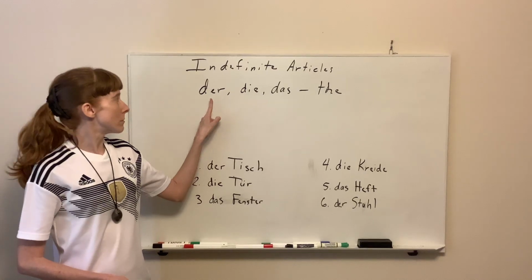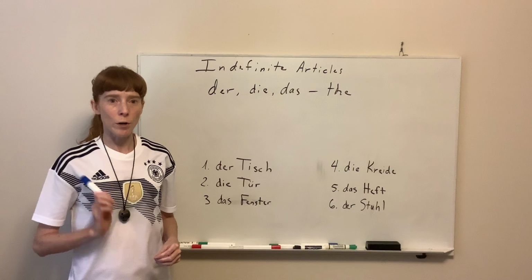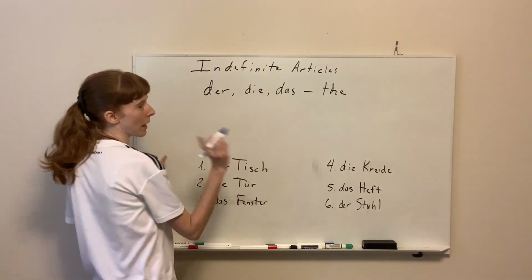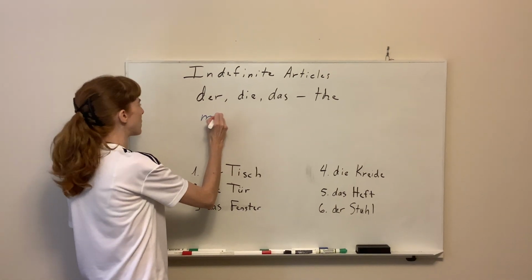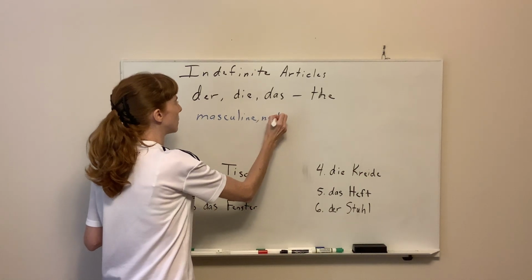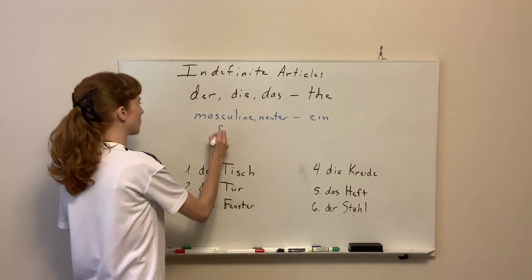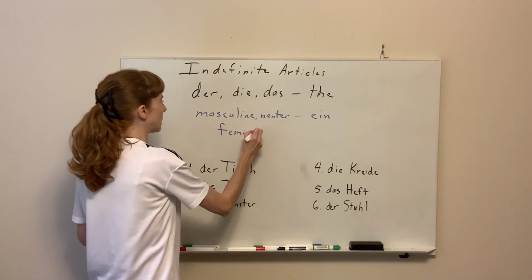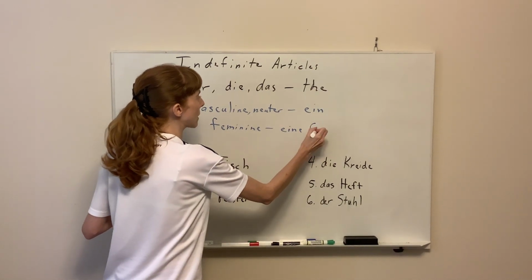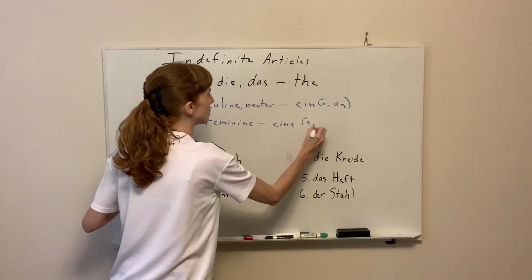Today we're doing indefinite articles. So you already know der, die, und das, the words for the. Today you're going to learn how to use the word a, or ein und eine. For masculine and neuter, you will use the word ein. And for feminine, you will use the word eine. So all that means is a or an. If you want to say an, that will work too.